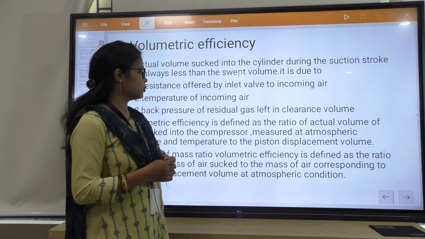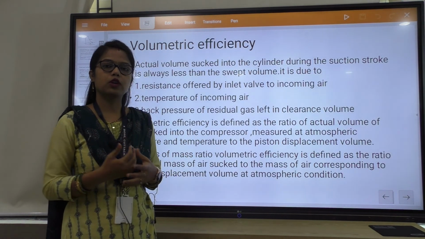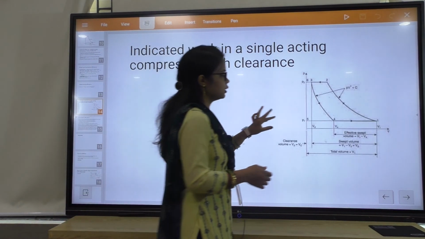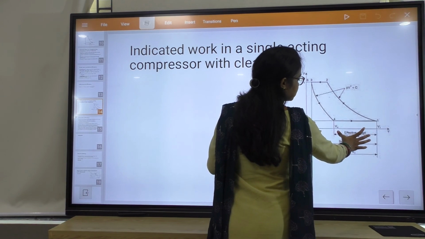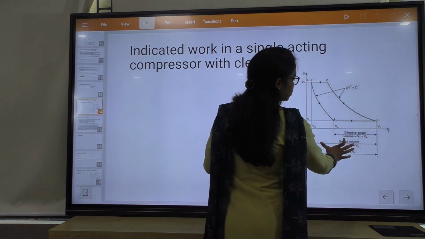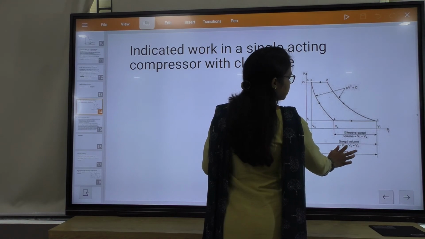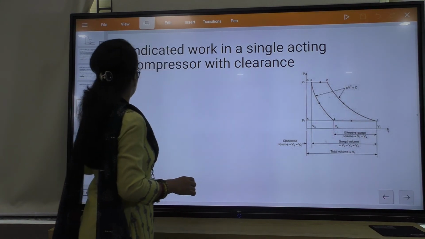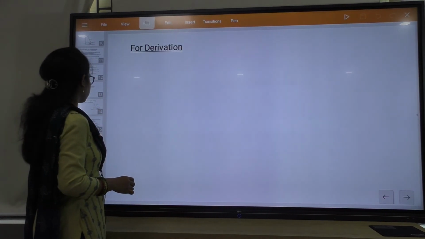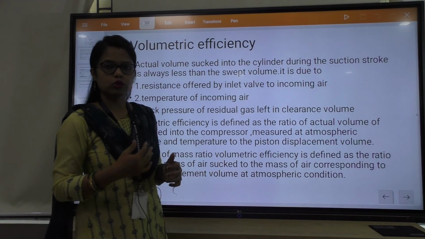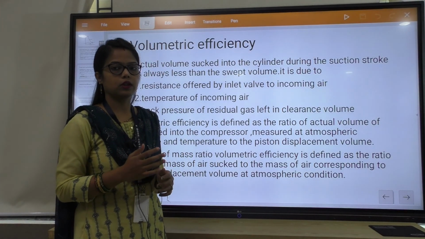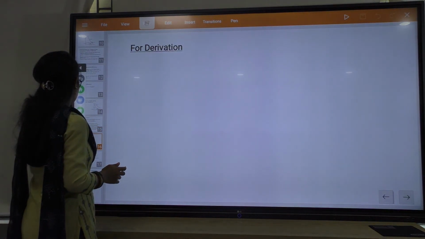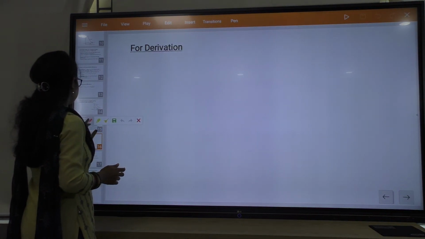And what is the actual volume? The actual volume is V1 minus V4 in the previous graph. This is the effective swept volume, that means the actual volume, and this is the piston displacement volume, that is V1 minus V3, and the actual volume is V1 minus V4. That's why the ratio of actual volume to piston displacement volume is called volumetric efficiency. I am showing you how to derive the formula for volumetric efficiency.